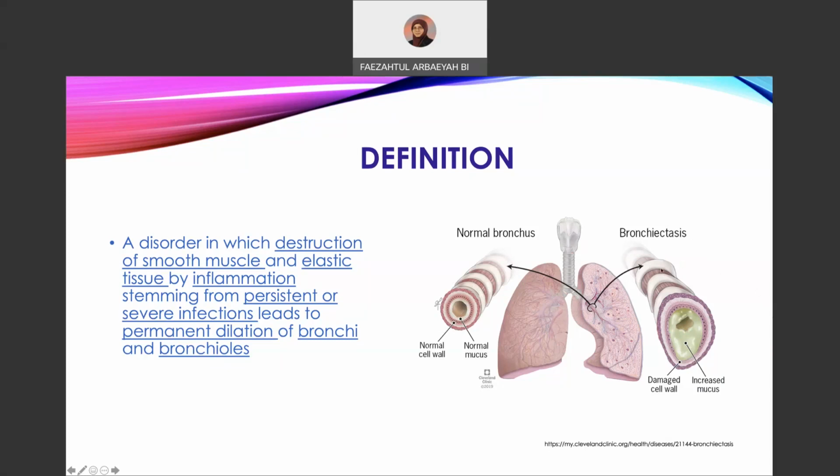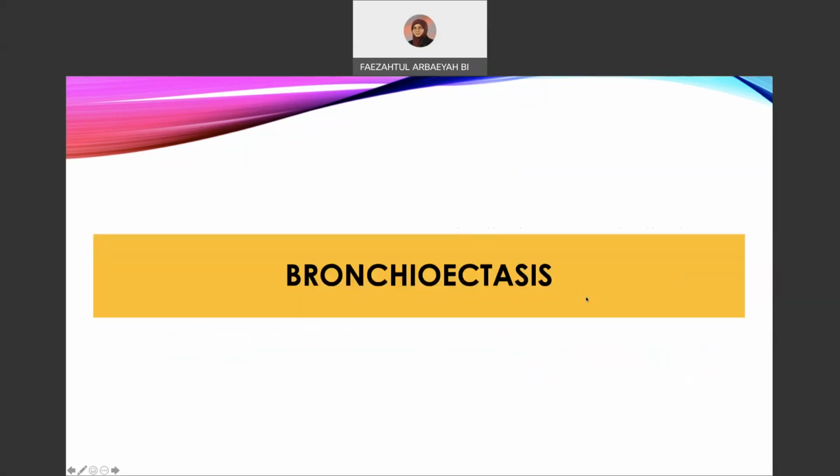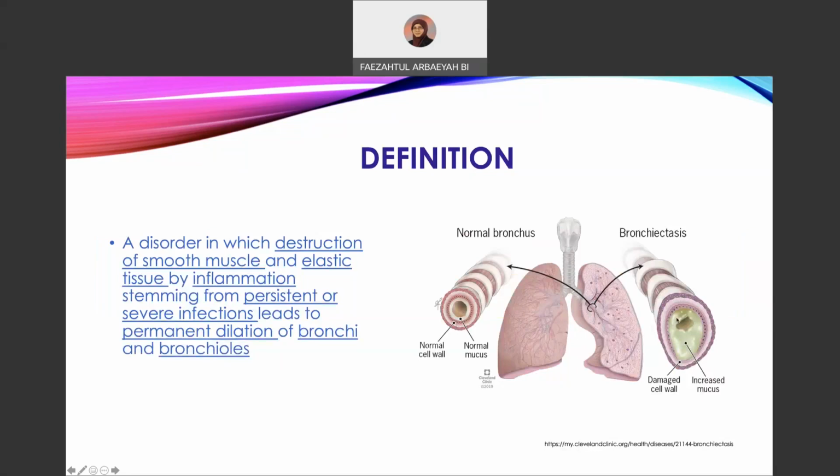But in bronchiectasis, there is an increase of mucus production, and also some epithelial damage, as well as some changes in the smooth muscles. Remember the airway remodeling, so the same thing happened here. And obviously, there's a lot of mucus here in the lumen. It will narrow down the lumen, and this is when the patient will complain of shortness of breath, and also produce copious sputum. A lot of sputum being coughed out.